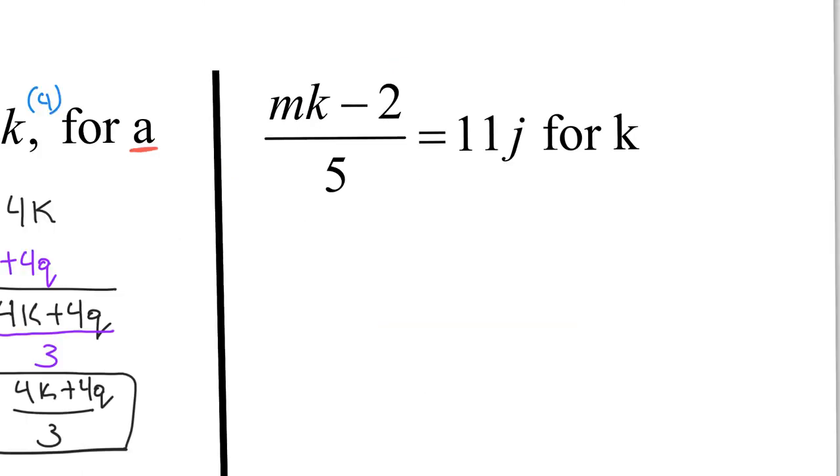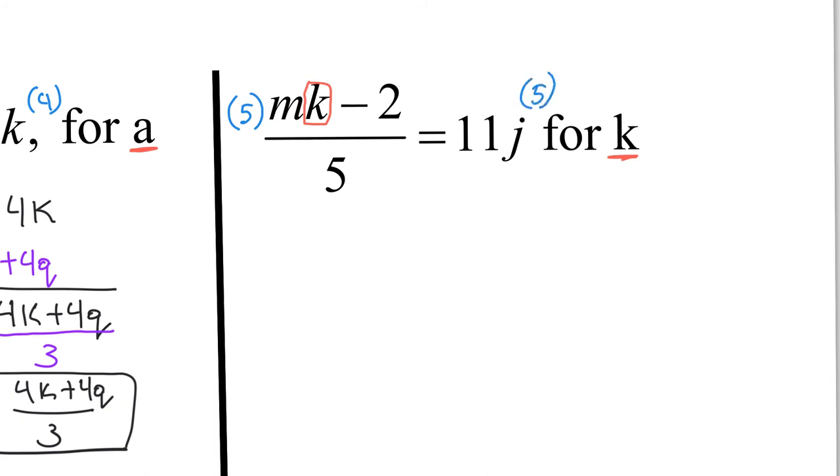Now this one here, the fraction is a little bit different than the previous example. You notice that we have mk minus 2 on the top of the fraction, so that's the numerator, over 5, and then we have equals 11j. We want to solve for k. Now k is in the numerator right here. So we can get rid of the fraction just by multiplying by the denominator, and the denominator will be 5. So multiply by 5 here and multiply this side by 5.